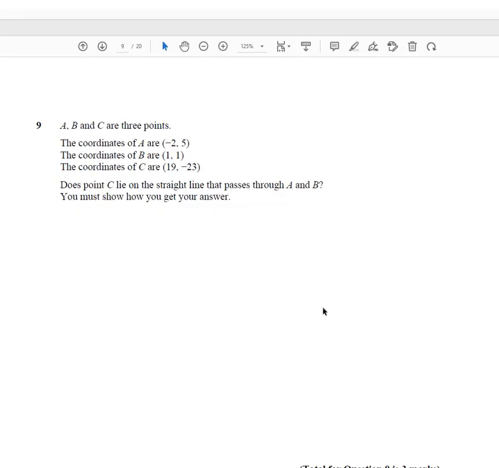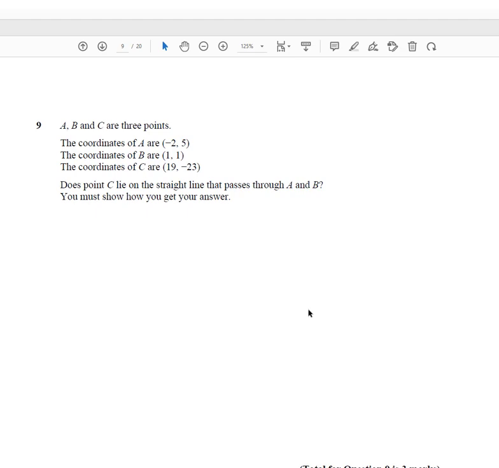Okay, so question 9 says A and B and C are 3 points. The coordinates of A are -2, 5. The coordinates of B are 1, 1. And the coordinates of C are 19, -23. Does the point C lie on the straight line that passes through A and B? You must show how you get your answer.